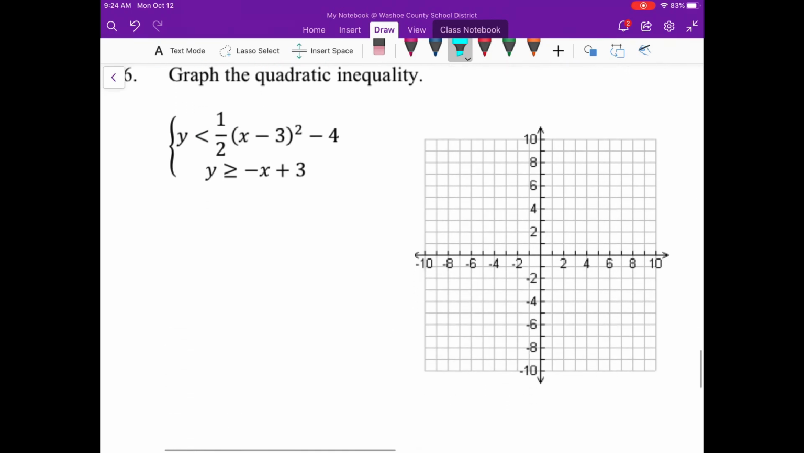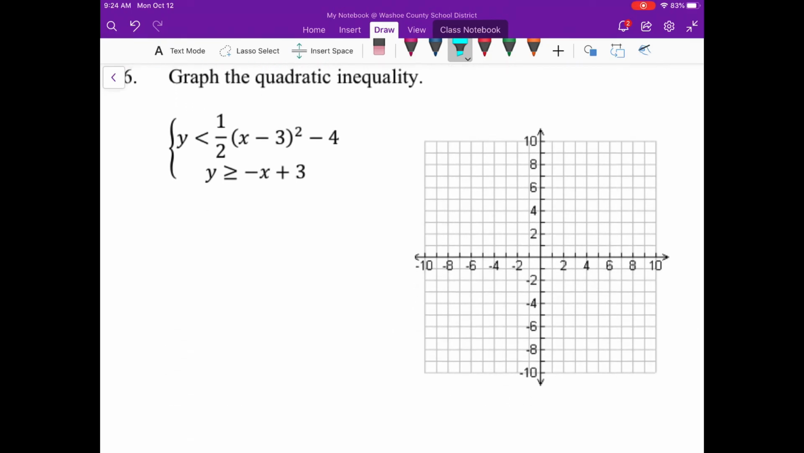So go ahead and try this last one. It's going to need a little bit of remembering how to graph this quadratic instead. So this is going to be in vertex form. So remember, it should be easy to pull the vertex from here. So let's go ahead and pause the video and try this one.